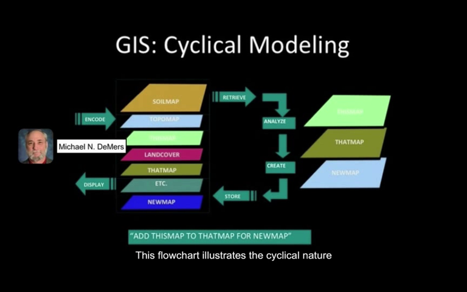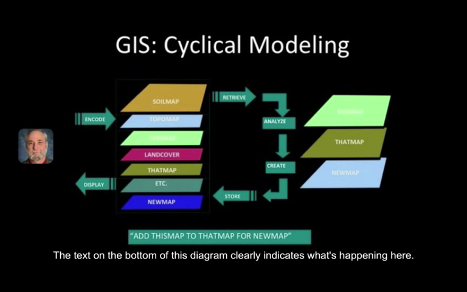This flowchart illustrates the cyclical nature of GIS modeling as opposed to the linear nature of computer-assisted mapping. You'll notice, for example, that you can encode a number of different layers. The text on the bottom of this diagram clearly indicates what's happening here. We're adding this map, that's the name of the map in the lime green up there on the upper right hand corner, to that map, which is right below it in the olive green, to create a new map called New Map, which is then stored back into the database.